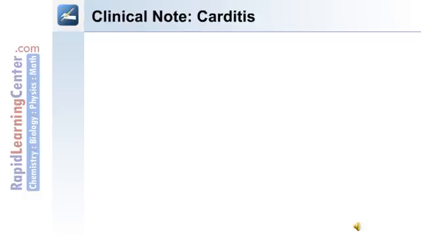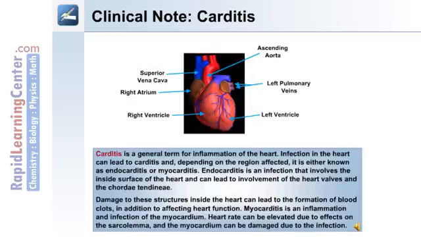The following is a clinical note on carditis. Carditis is a general term for inflammation of the heart. Infection in the heart can lead to carditis, and depending on the region affected, it's either known as endocarditis or myocarditis. Endocarditis is an infection that involves the inside surface of the heart, and this can lead to the involvement of the heart valves and the chordae tendineae.